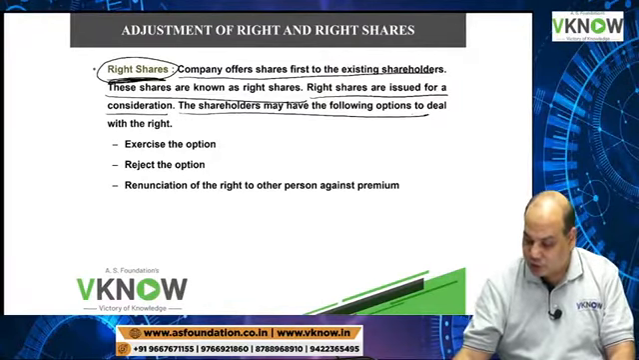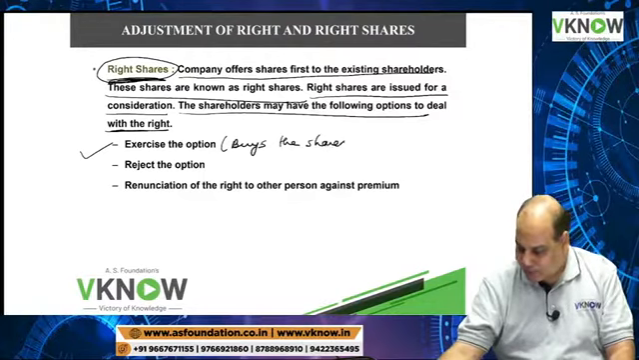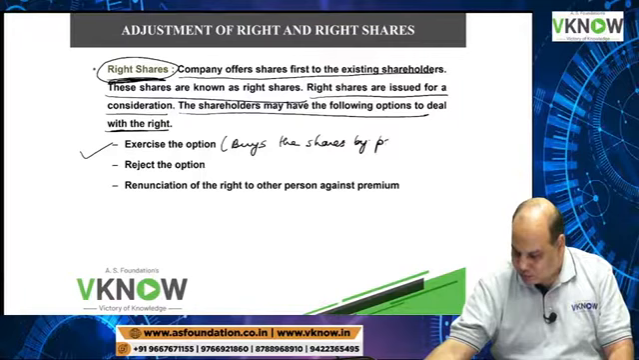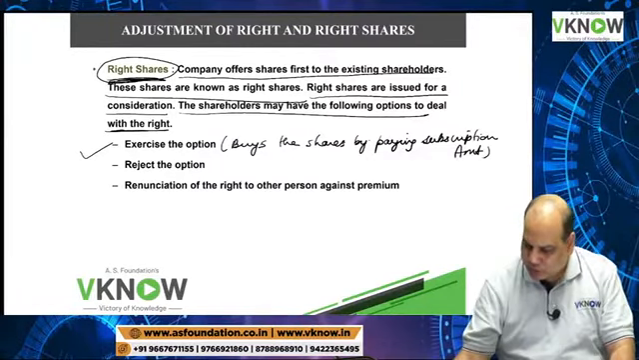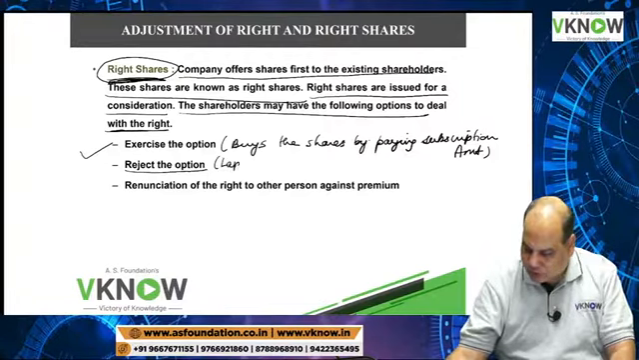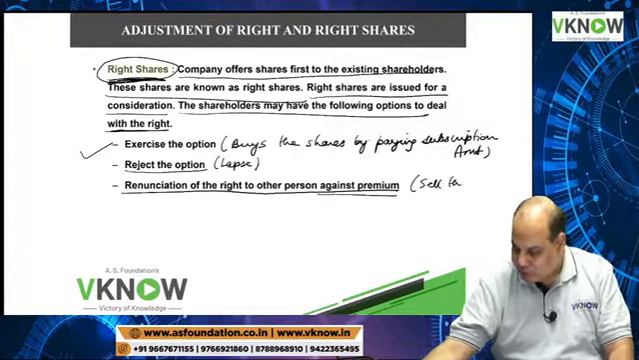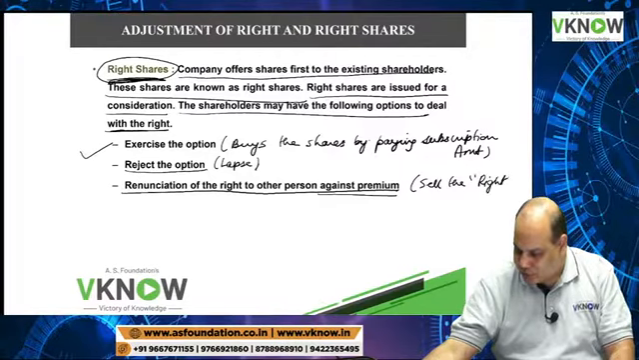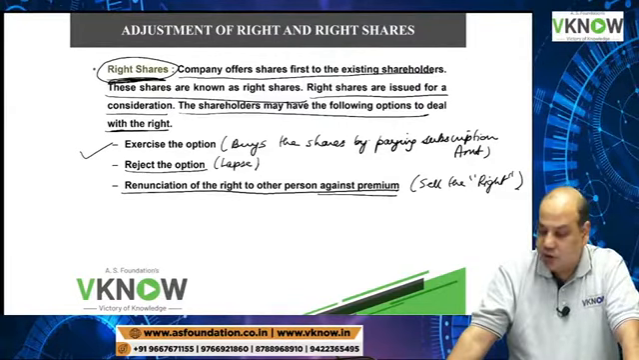The shareholders have the following choices. Either he exercises the right option, means buys the shares by paying the subscription amount, or rejects the option, also called lapse. And third is renunciation of right to another person against premium. Sell the right. The right which you have, you can sell to another party.